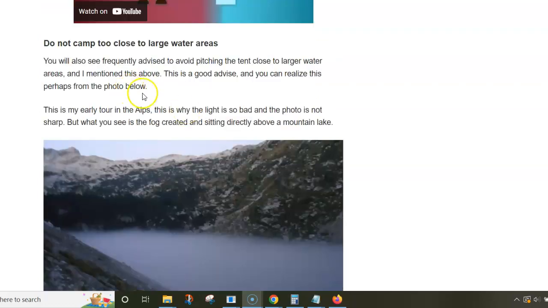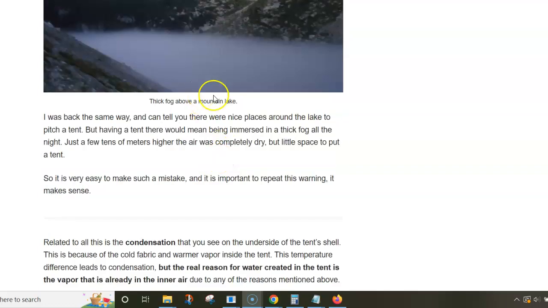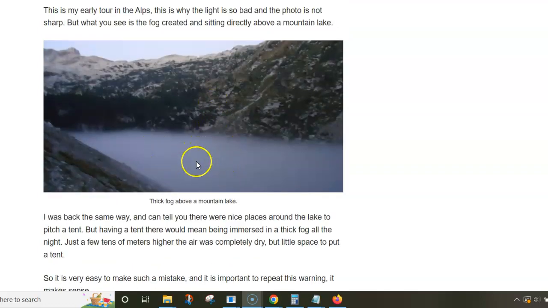But it's interesting that you can also have a lot of vapor if you put your camp at the wrong place. This is a picture I took in the Slovenian Alps 1 year ago. This is early morning, so the light is not good. This is why the quality is not good, but it doesn't matter. What you see here is a fog above a lake. I was walking through the fog, and there was probably around a 20-30 meter layer of fog above the lake.